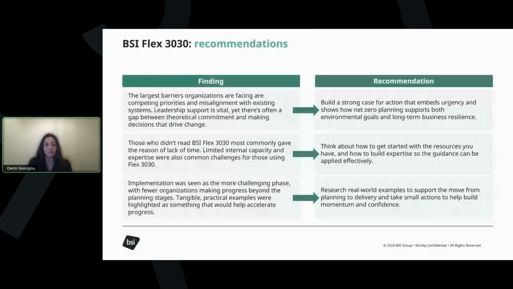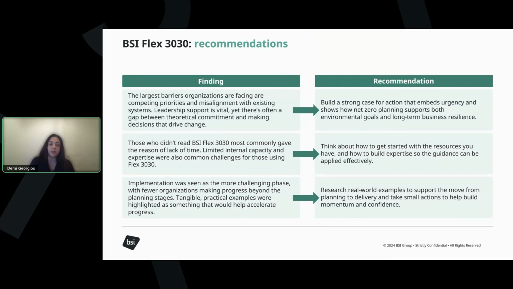that we did. So our first one is that the largest barriers that organisations are facing are typically competing organisational priorities and a misalignment with the systems that already exist in the organisation. From our survey and also our interviews, we also spoke about how vital support from leadership is.